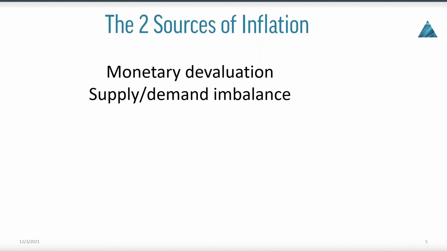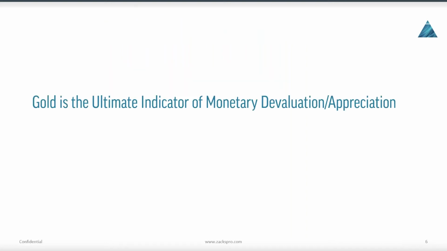And I believe, and this is just my personal opinion, obviously there are many viewpoints on this, so I will disclose that and just say that there are counter arguments as well. But my personal opinion is that gold is the ultimate indicator of the first source of inflation that I talked about: monetary devaluation or even appreciation.